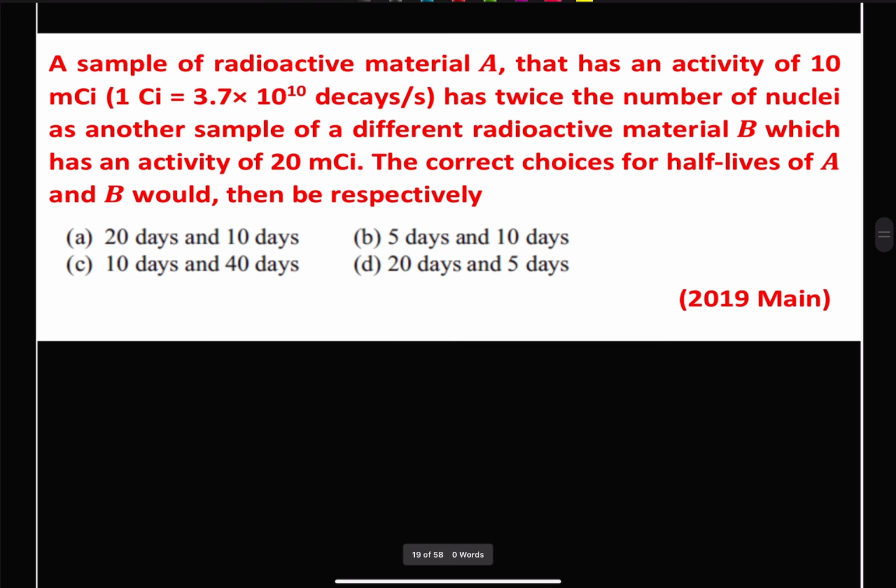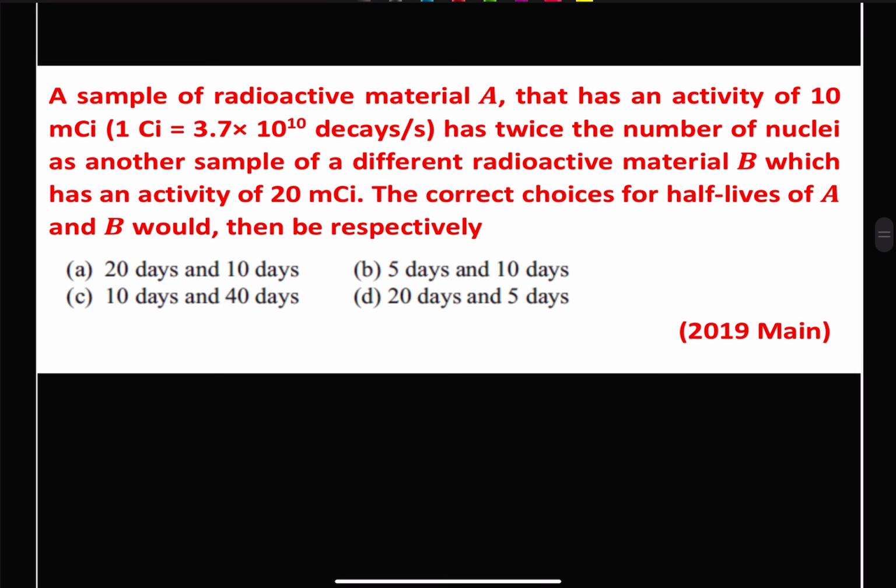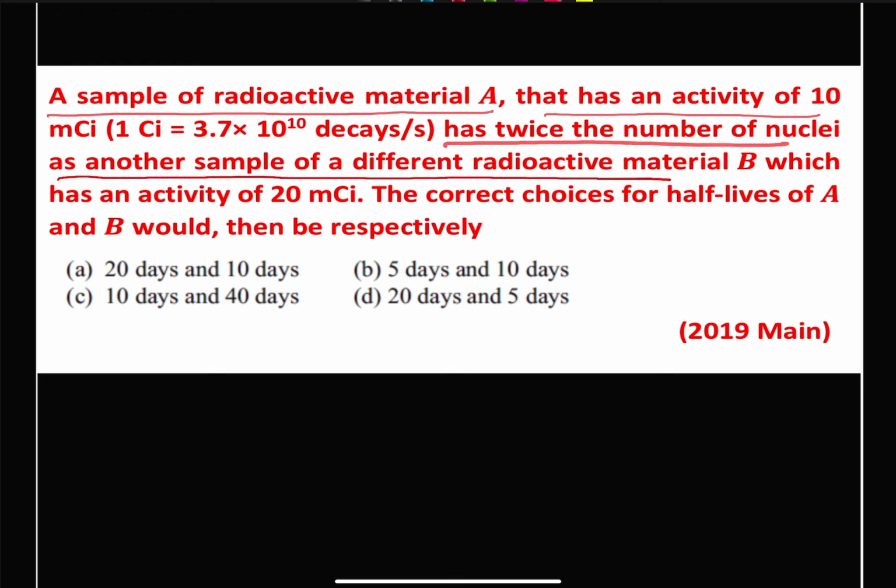Next question. It states that a sample of radioactive material A that has an activity of 10 has twice the number of nuclei as another sample of a different radioactive material B which has an activity of 20. The correct choices for half-lives of A and B would be. So we have two samples A and B, and their activity is given as 10 and 20, and the number of nuclei of A is twice that of B.